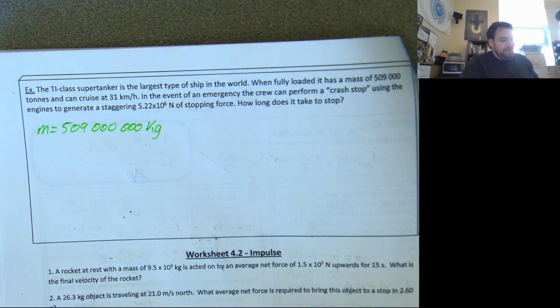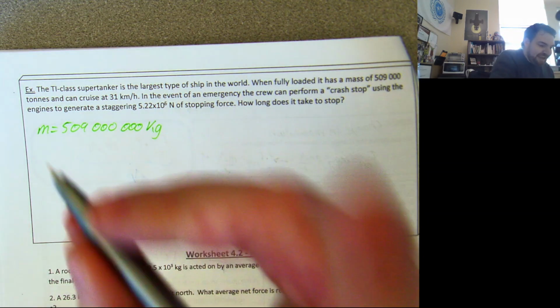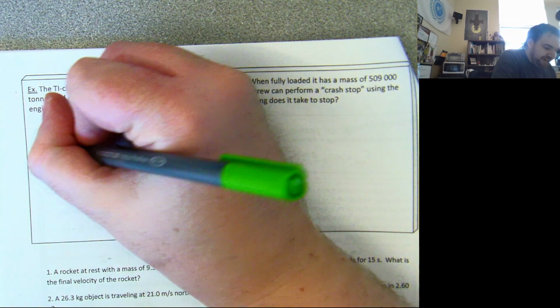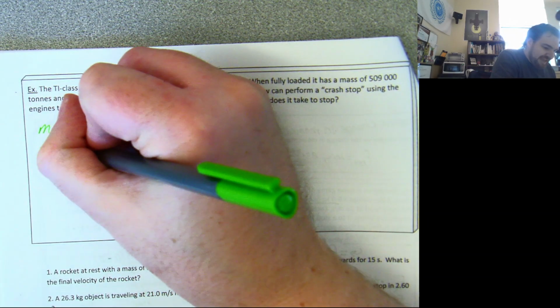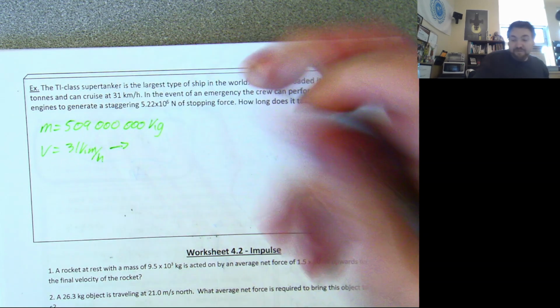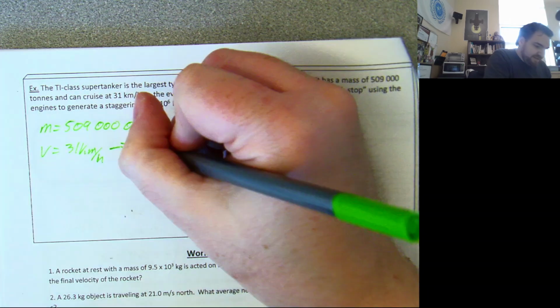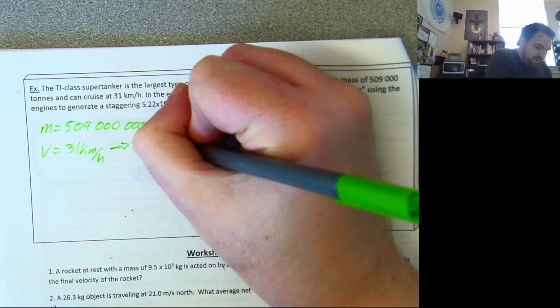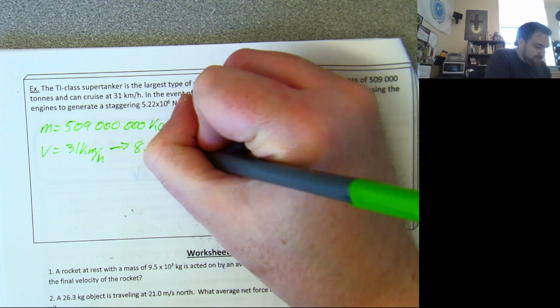And it can cruise. We don't use knots. Well, we're not going to use knots in class. We're going to say that this thing at top speed is cruising at 31 kilometers per hour, which we're going to convert right away to 8.61 repeating meters per second.